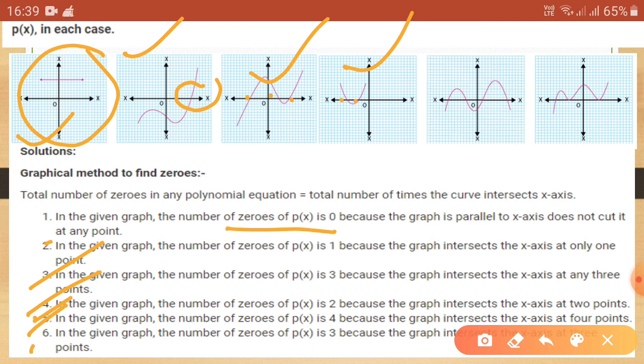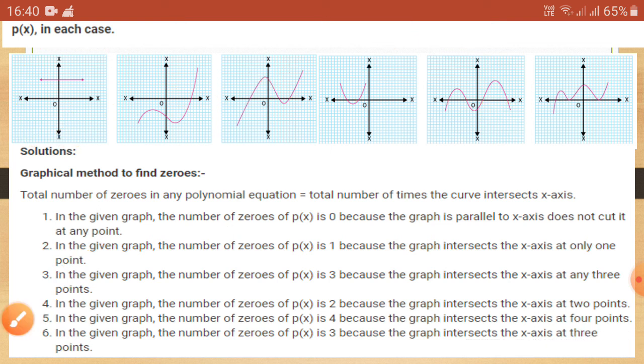Number 5, in this graph, the number of zeros for the expression p(x) is 4 because the graph intersects the x-axis at 4 points. One is here, another here, another here, another here. So the number of zeros depends on where the graph intersects the x-axis. If the cutting points are 4, then the zeros will be 4. If the points are 2, then the zeros will be 2. For 3, the zeros will be 3.